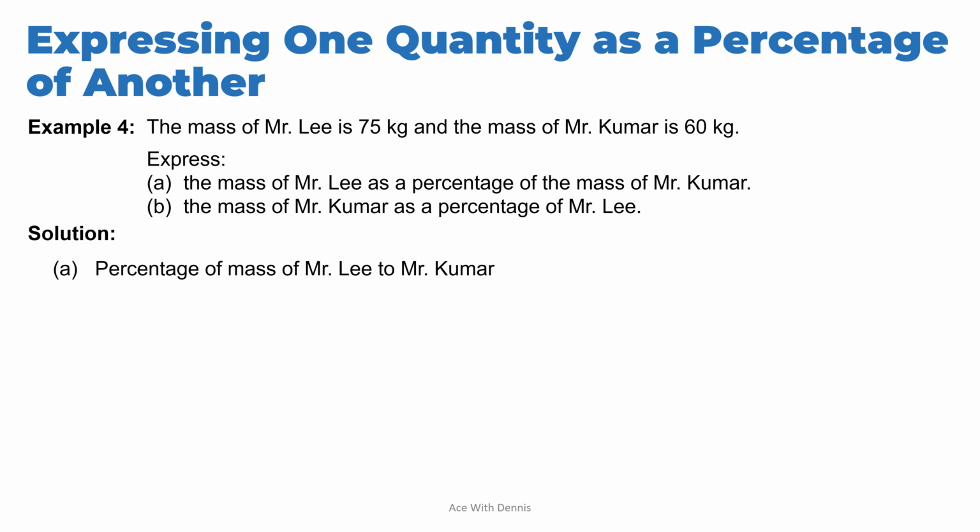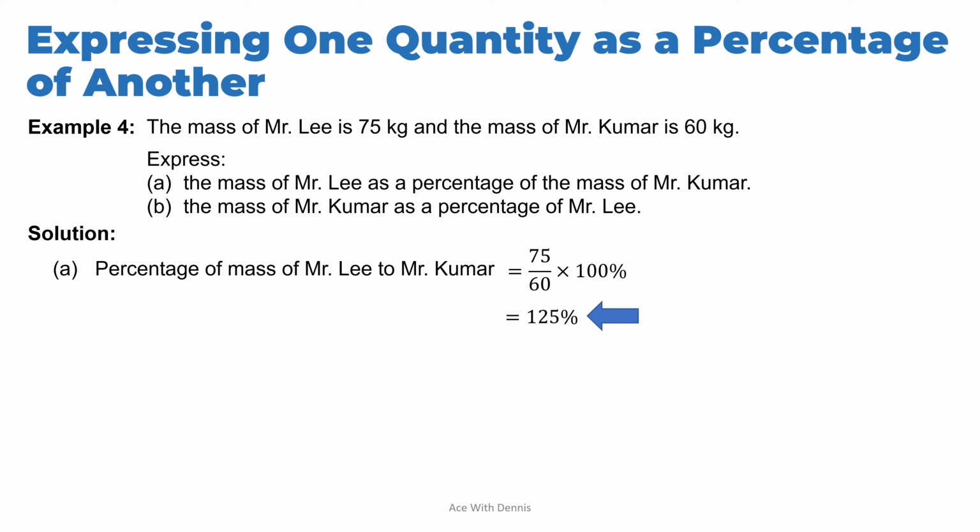Here's the solution. For A, percentage of mass of Mr. Lee to Mr. Kumar. The first thing is you have to identify who is the reference quantity. For this case it is the mass of Mr. Kumar. Hence, the calculation will be 75 over 60 times 100%, and the answer is 125%.